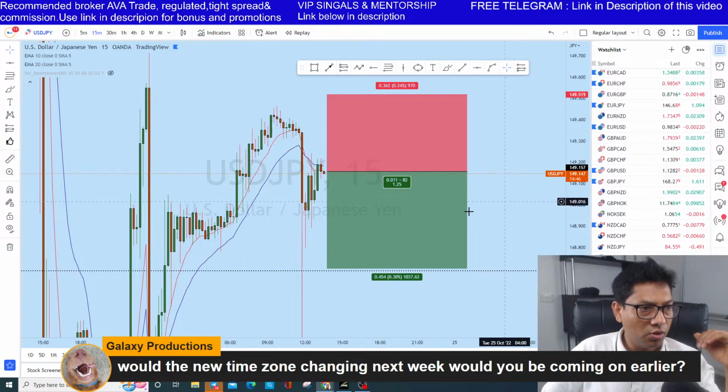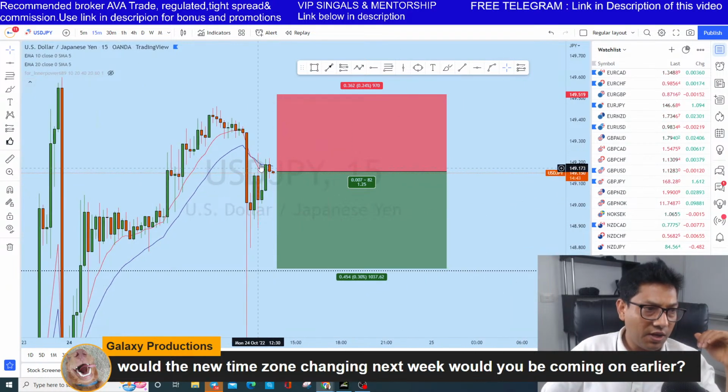Okay, so dollar yen, this price action for me is short term bearish. This is the 15 minutes chart.